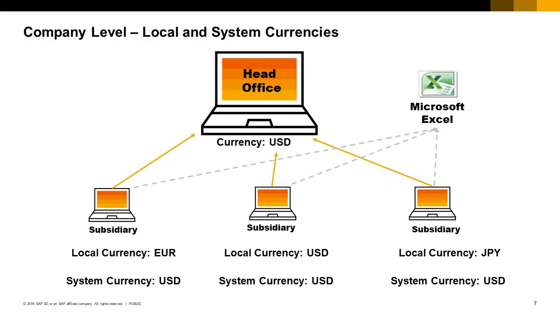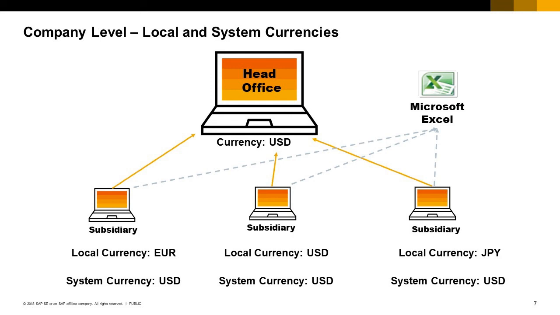SAP Business One can handle accounting in 2 parallel currencies, the local currency and the system currency. You define this on the Basic Initialization tab of the Company Details window in the System Initialization menu under the Administration module. The local currency is the currency in which the company is legally required to keep its books.